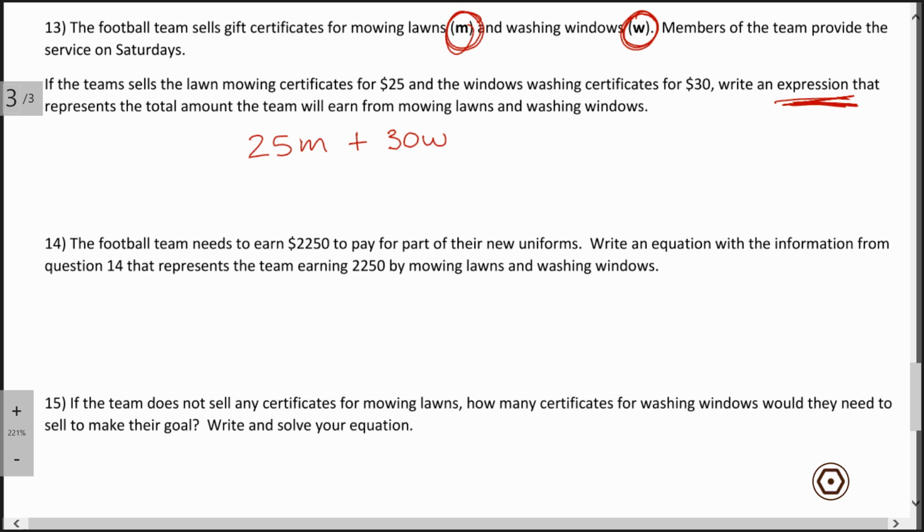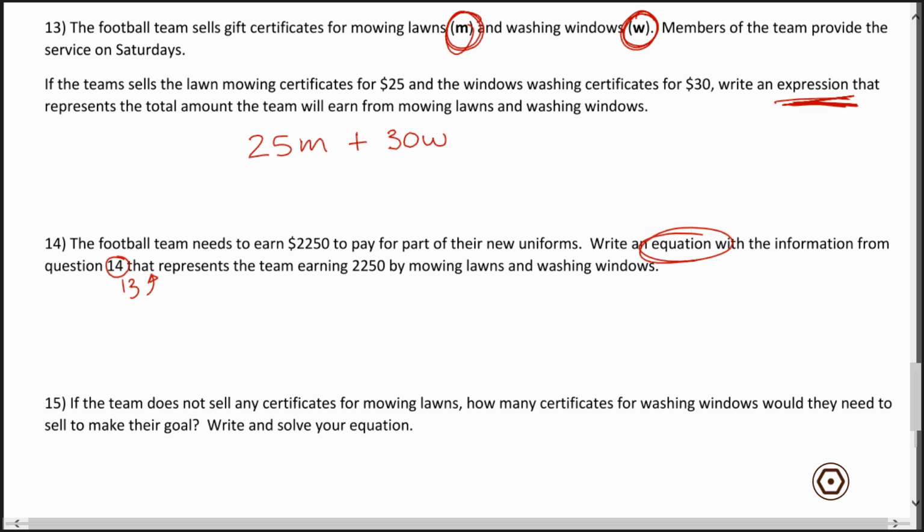Next thing, it says the football team needs to earn $2,250 to pay for part of their new uniforms. Not the whole thing, but they got to come up with part of it. Write an equation with the information from question 14, typo. It's question 13, the one right above us. Sorry, I renumbered and added a question or something. That represents the team earning $2,250 by mowing lawns and washing windows.